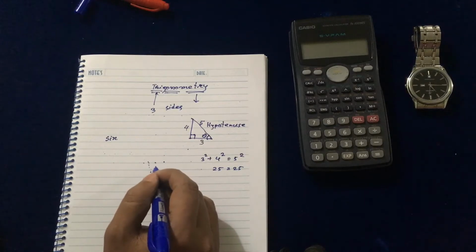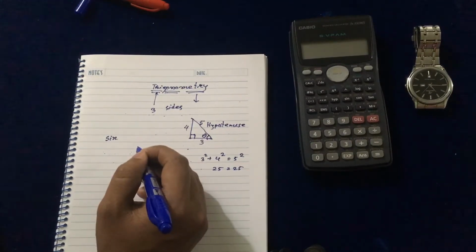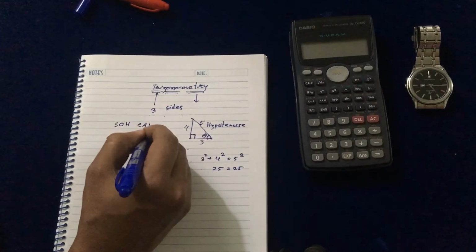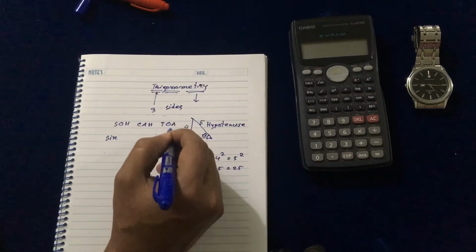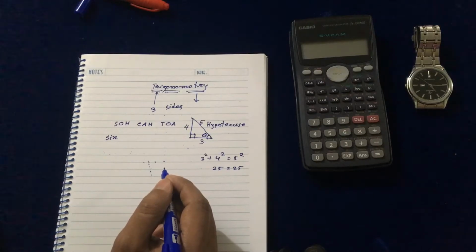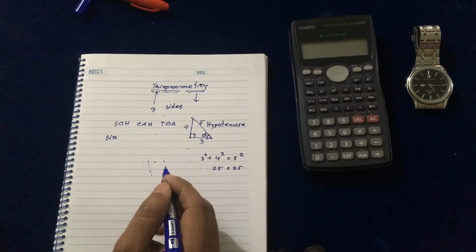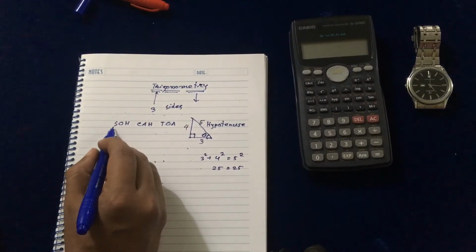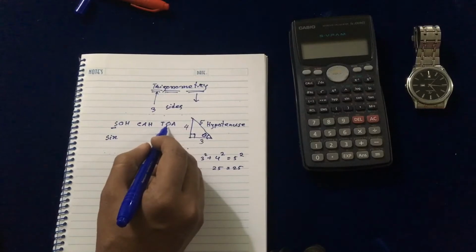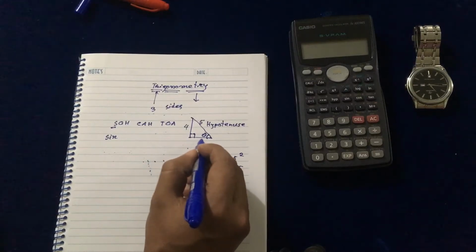For sine theta, cos theta, tan theta, if you go back and think about the old school format, you will remember SOHCAHTOA. SOHCAHTOA is a very interesting and useful mnemonic to keep track of sin theta, cos theta, and tan theta. SOHCAHTOA means sin theta equals opposite by hypotenuse, cos theta equals adjacent by hypotenuse, and tan theta equals opposite by adjacent.